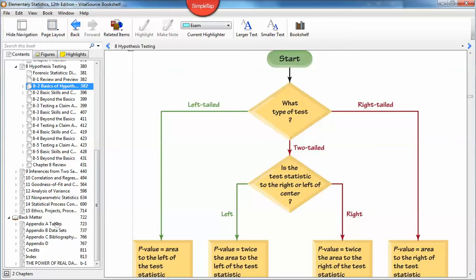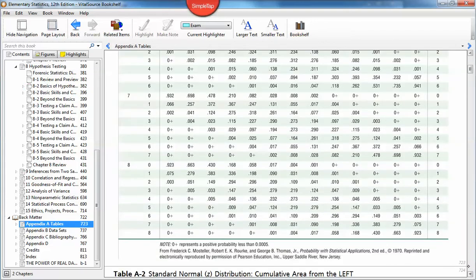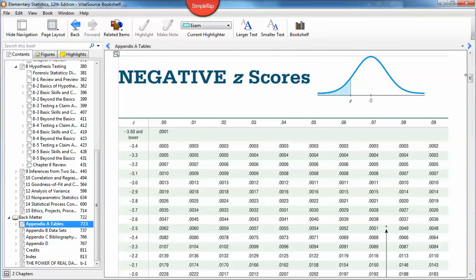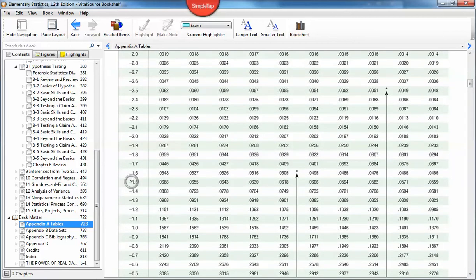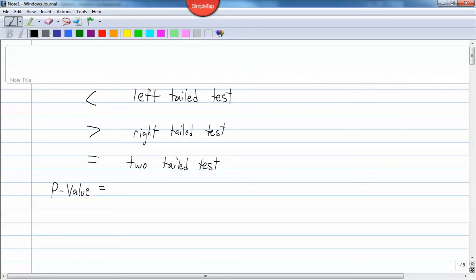So I'm going to go to my table, and my test statistic was negative 1.59, so go to the negative z-score chart, negative 1.5, and then 9, this is the nines column. Remember, area in the z-score chart is cumulative left to right, so this is the area to the left of the test statistic, 0.0559. So our p-value on number 21 is 0.0559.